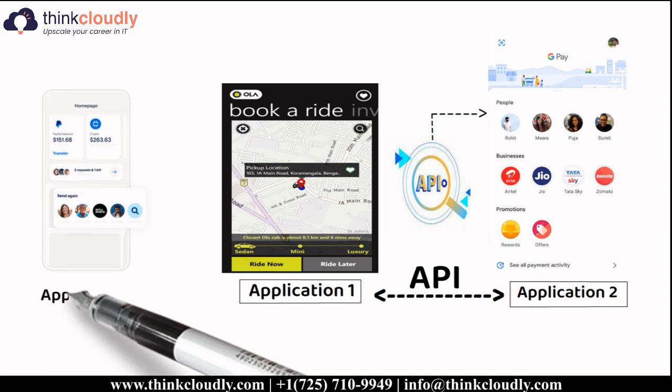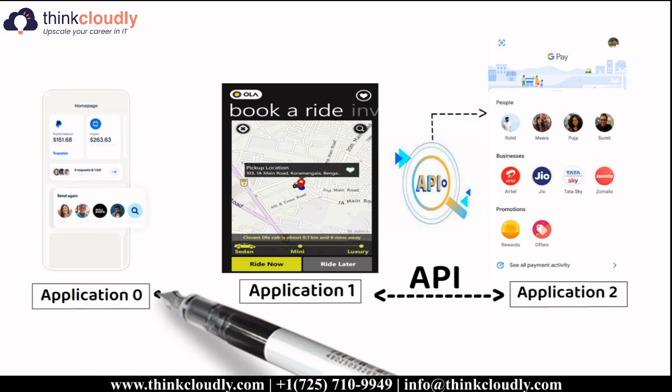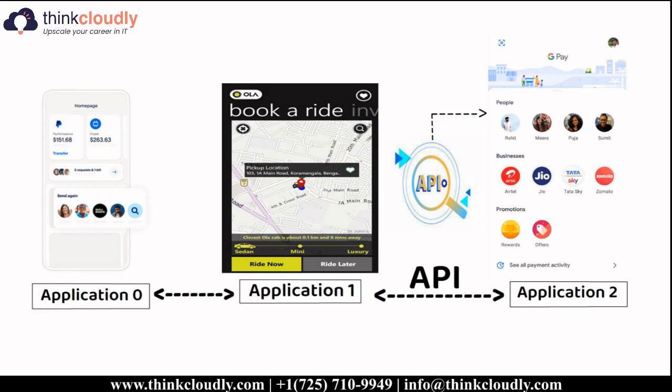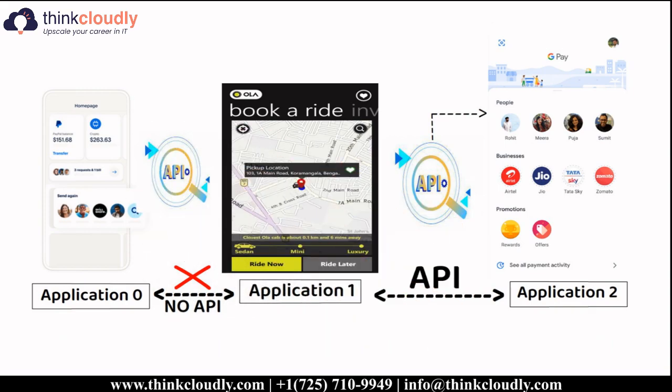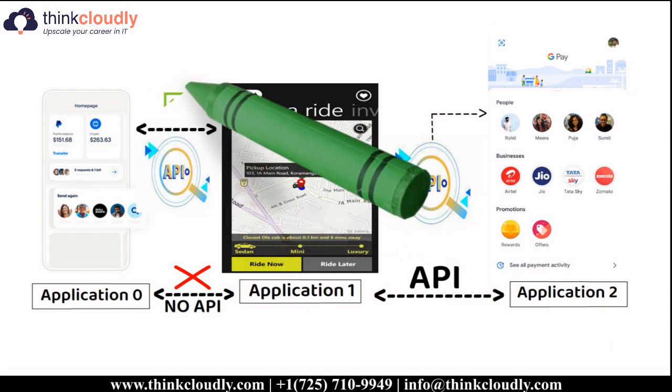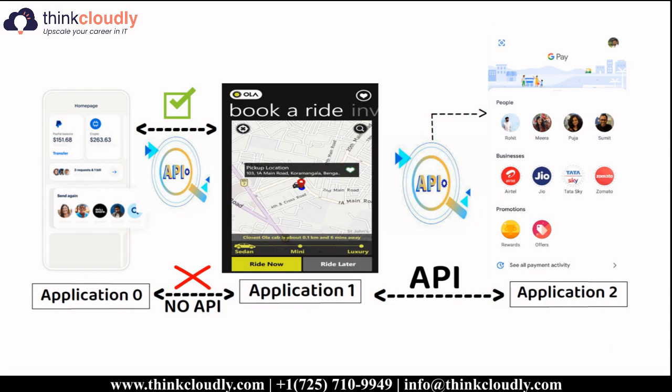Let's imagine there is another application which would like to communicate with application 1. Now, let's imagine that app 1 does not expose any API. It does not have any API. In that case, there cannot be any communication. But if this application has an API, then app 0 can communicate with app 1. So API integration is very important, because applications cannot talk to each other otherwise.